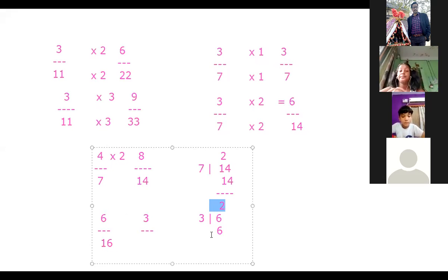In this case, we have to divide with 2. Is it clear? Am I clear? Yes, sir.